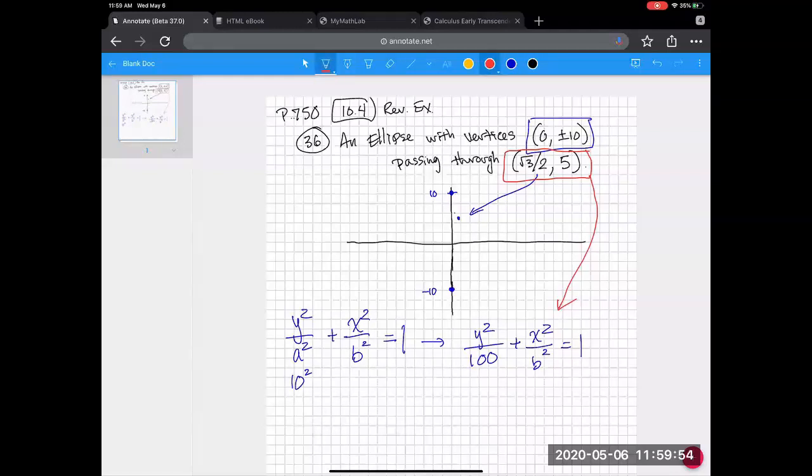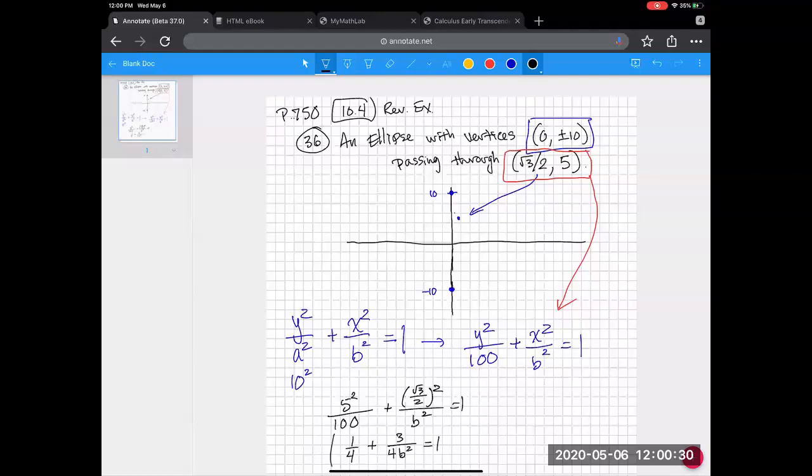Okay, so if I plug in those values, so y is a 5, so that gives me 5 squared over 100, plus root 3 over 2 squared over b squared equals 1. So that gives me 25 over 100, which is 1/4. And this gives me 3/4 divided by b squared, which is 3 over 4b squared equals 1.